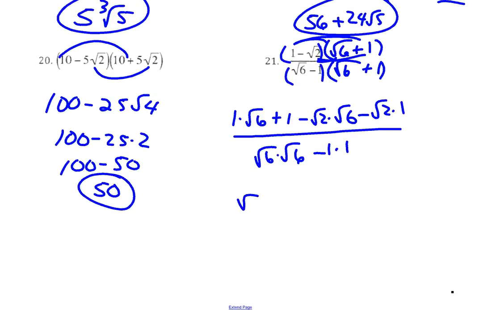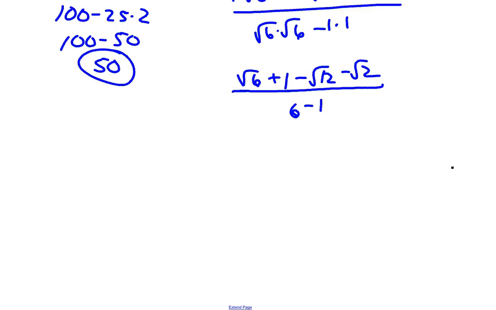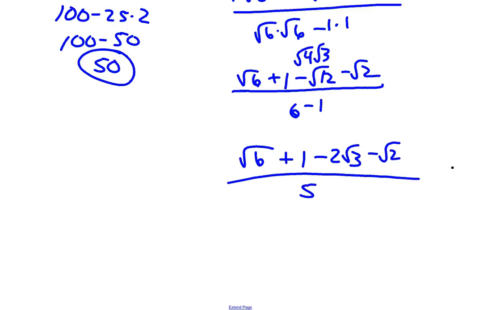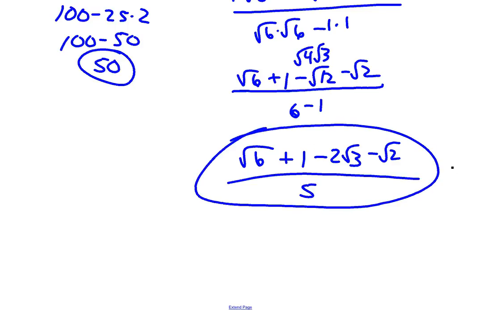On the top, I got root 6 plus 1 minus root 12 minus root 2. On the bottom, I got 6 minus 1. On the top, I got square root 6 plus 1 minus 2 root 3. Square root 12 is square root 4 times square root 3, which is 2 root 3. Minus root 2. 6 minus 1 is 5. There are no common factors of all 5 terms here. There's 1, 2, 3, 4, 5 terms. They don't have any common factors, so I don't have to divide them all. There's my answer.